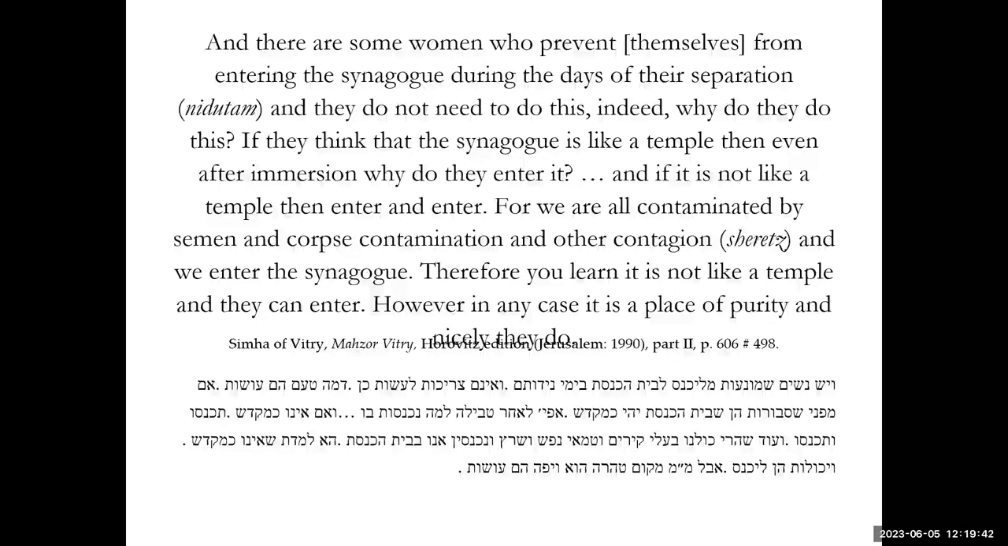For we're all contaminated by semen and corpse contamination and other contagion. I didn't know how to translate sheret, but if anyone has a good translation, I prefer. And we enter the synagogue. So they're saying, you know, all the men are impure and we're all entering the synagogue all the time. So what's the point? Therefore, you learn it's not like a temple and menstruating women can enter, just like the men are entering despite being impure.